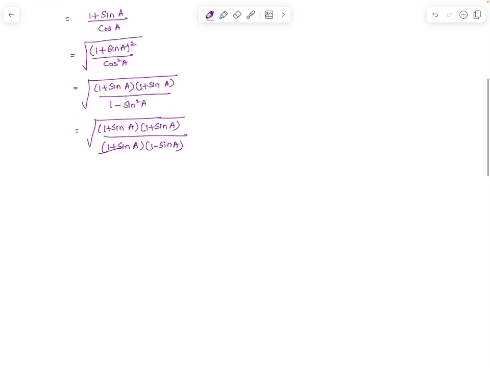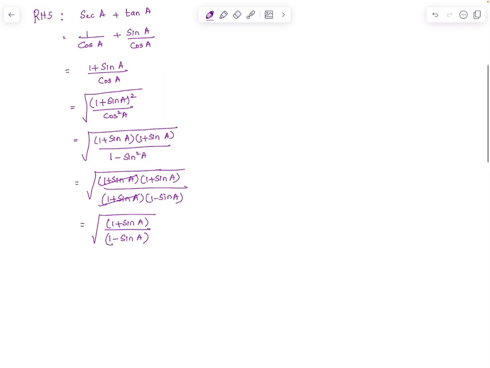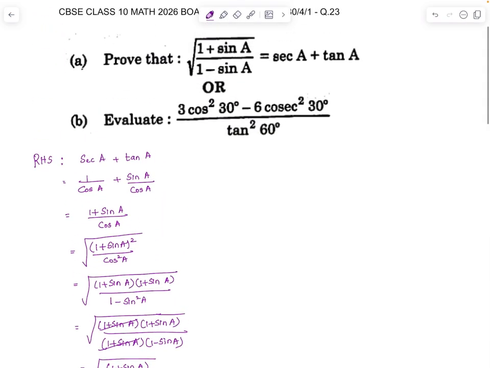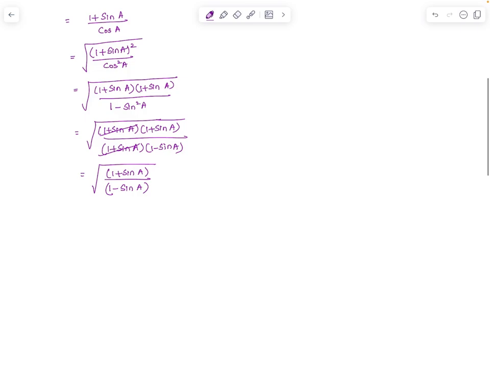Now 1 plus sin A gets cancelled from numerator and denominator, leaving behind 1 plus sin A upon 1 minus sin A inside this radical sign, and this is the LHS that we require. So we have come to the end of the proof, hence proved.